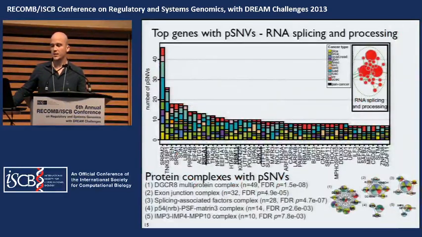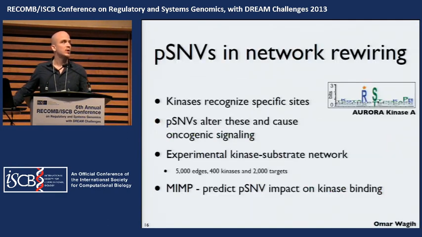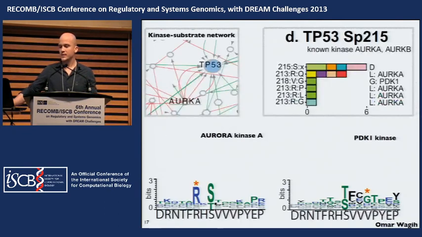Here are some top genes that are highlighted in RNA splicing, and also some top protein complexes in RNA splicing. I'm going quickly over it because I wanted to focus on something which is a bit novel: phosphosite mutations in network rewiring. We know that some kinases recognize specific sites in protein sequence, and this is how they recognize the sites and cause phosphorylation of residues. And we believe that phosphorylation mutations often specifically alter those binding motifs and lead to network rewiring. And this is one example.